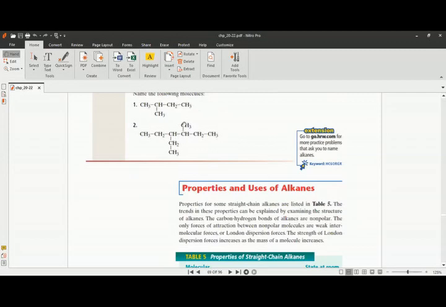Then we have a methyl and an ethyl group. From where should I start the numbers? The order: from this carbon atom or from this carbon atom, and why? You can unmute yourself if you want to answer this question.